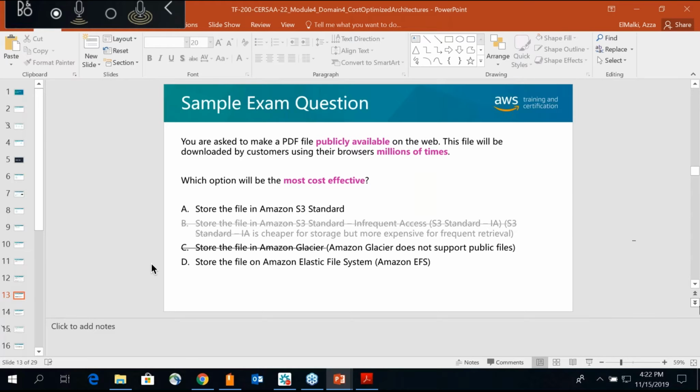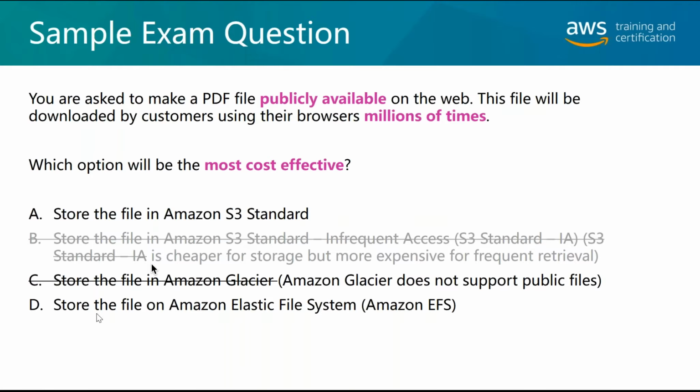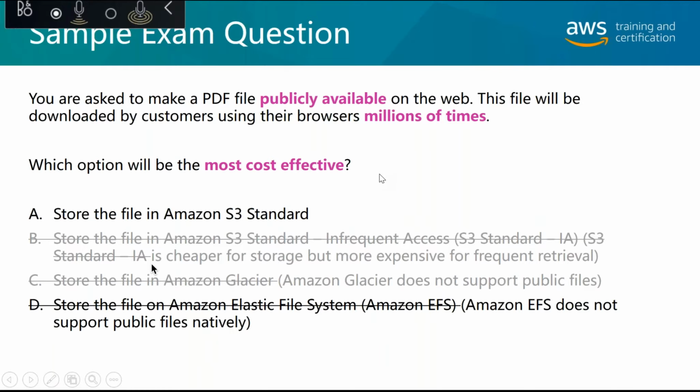There you go. So the last one that we have in this slide right here, it says EFS. So that's really not a good option in this case, because EFS is for if you want to share a file system between EC2, and we're talking about here a publicly available file on the web. It doesn't have the HTTPS endpoint for that object. So basically, your best answer in this case is store the file at Amazon S3 standard.